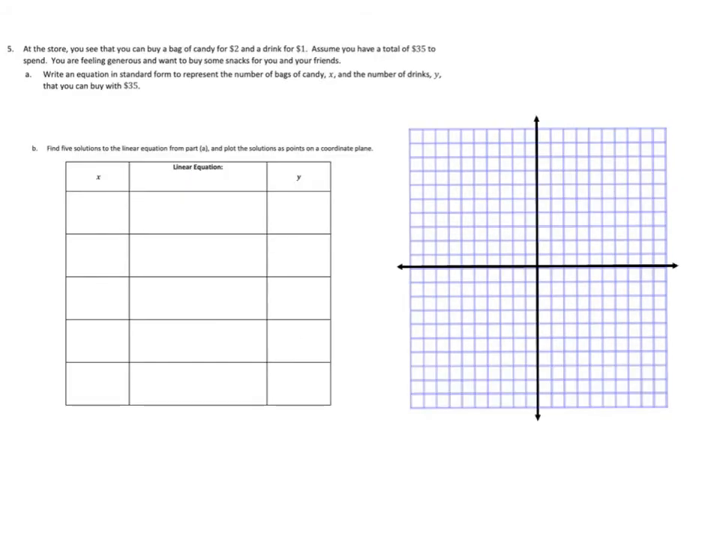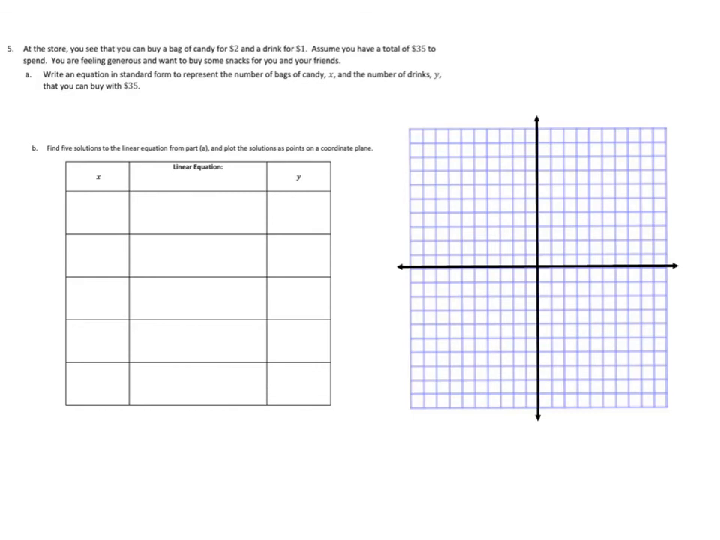All right, this one's a little bit longer. It says, at the store, you see that you can buy a bag of candy for $2 and a drink for $1. Assume that you have a total of $35 to spend. You're feeling generous and you want to buy some snacks for your friends. Write an equation in standard form to represent the number of bags of candy, x, and the number of drinks you can buy with $35.